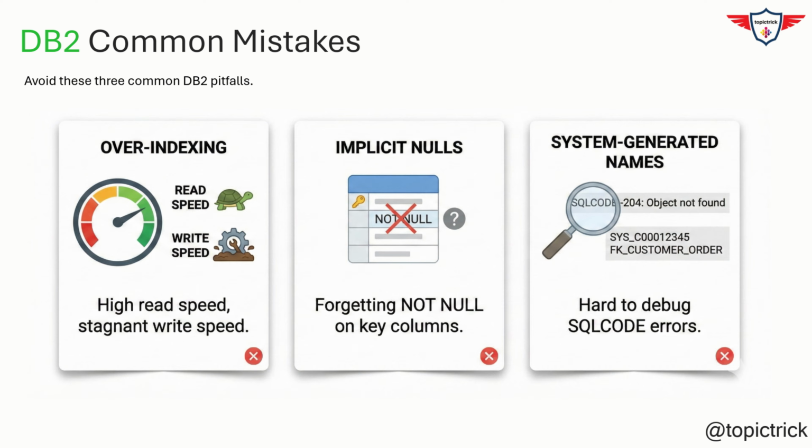Mistake number 2, null values in columns that should be constrained. Why this happens? Beginners often forget to add the not null clause when creating tables. How to avoid it? Always define your columns as not null if the data is required for a constraint to work properly. Mistake number 3, not naming your constraints. The quick fix? When you create a constraint, give it a clear name, like check_price. If you don't, DB2 will assign a random system name. When an error pops up later, you won't know which rule was broken.